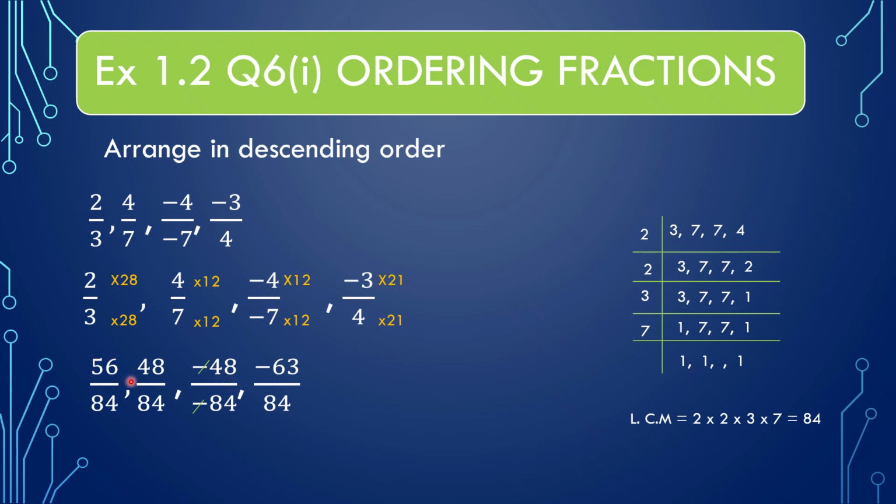It means the greatest fraction is 56 by 84, which is 2/3. And after that we have 48 by 84, which is 4 by 7. And again we have another 48 by 84 positive. It means both of them are equal. So we can arrange them side by side, and then we have the smallest fraction, which is minus 63 by 84, and this is the arrangement of this question in descending order.